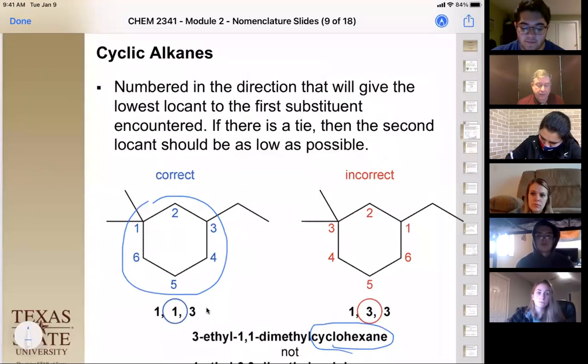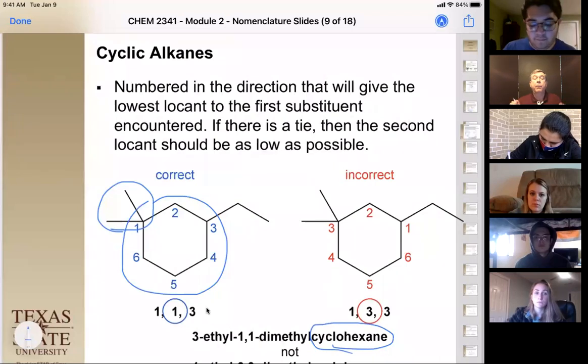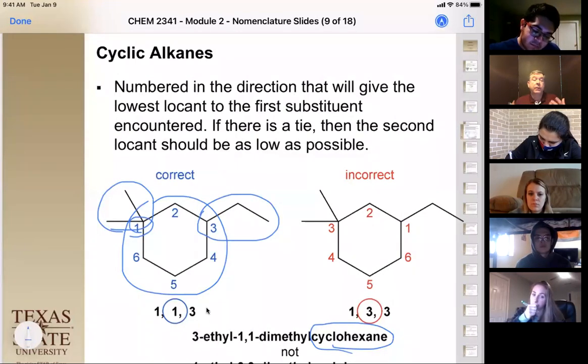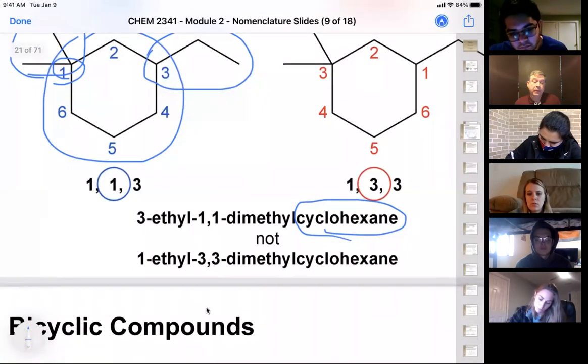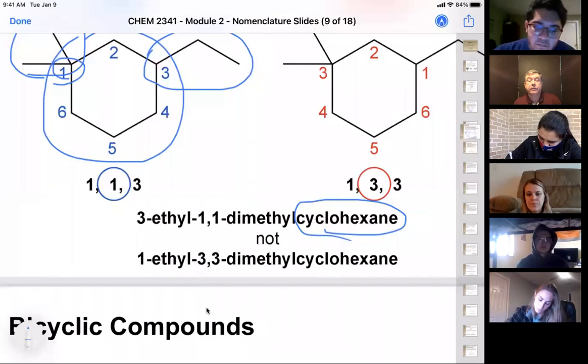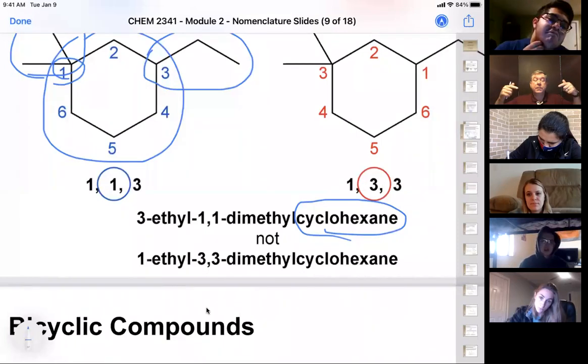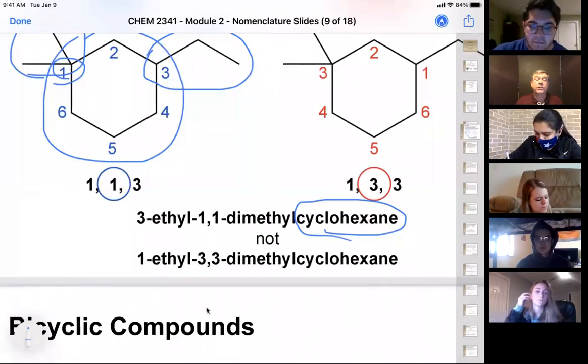In this case, we have 2 methyl groups, which means those methyl groups can be assigned as 1 and 1. So we can correctly name this as the 1,1-dimethyl, but the other group is on the 3 carbon, which is a 3-ethyl. Ethyl comes before methyl, therefore it's 3-ethyl-1,1-dimethylcyclohexane. Notice it's all one word. Again, we're using that rule of finding the lowest number first, and if that is ambiguous, you need to find the second substituent and have that also on the lower number.